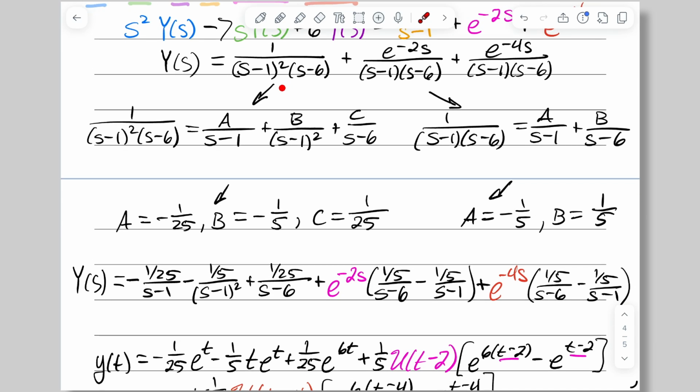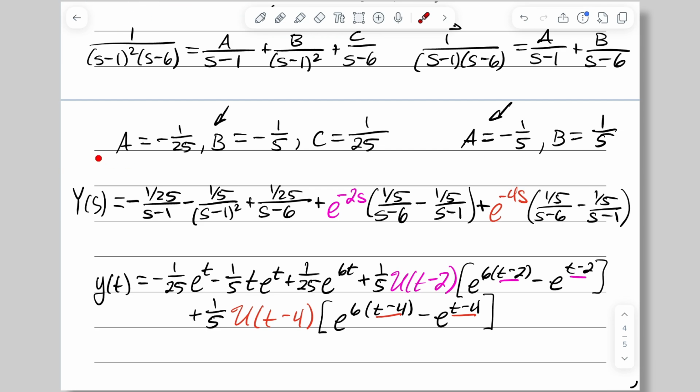That first fraction decomposes into a over s minus 1 plus b over s minus 1 the quantity squared plus c over s minus 6. The second and third fractions decompose identically the same. We have two denominators. It's a over s minus 1 and then b over s minus 6. Those processes don't have anything to do with each other either, so it's two separate full processes.